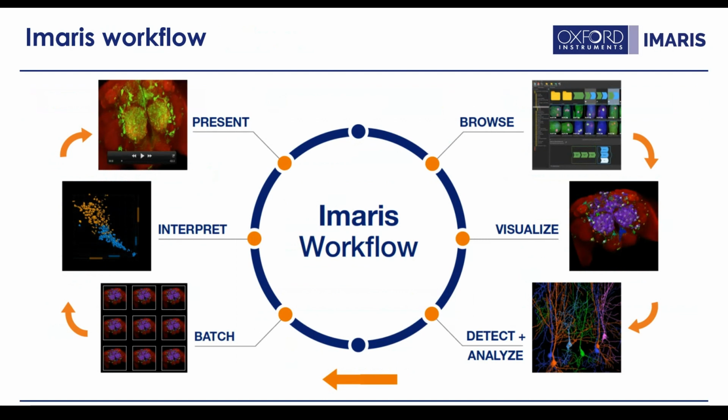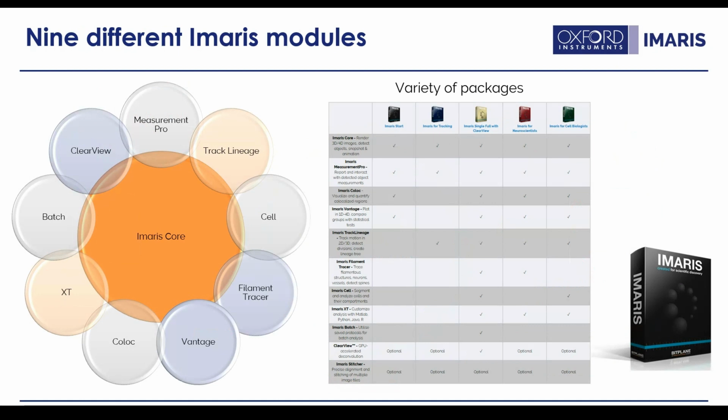Imaris contains a full workflow. It embeds an image browser to select actually an image you want to visualize. And on this image, you can apply some detection and analysis methods. These methods can be saved, stored, and applied in a batch manner as well. We provide a tool to give some interpretation of the data and, of course, some output options like snapshots and videos for the presentation. Imaris is composed of several modules listed here on the left-hand side, and we provide as well several packages depending on everybody's needs.